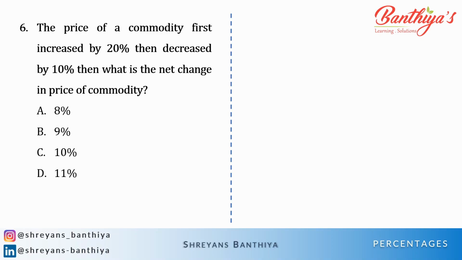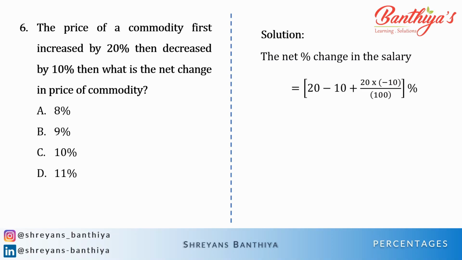But let's understand how we can solve by the traditional method as well. So the net percent change is equal to 20 minus 10 plus 20 into minus 10 by 100. And I've already explained this entire formula in the last session. So the answer comes to 8%. Alternatively, we can also use this method, and I've already elaborately explained this method in the previous video as well. 1.2 for 20% increase, then decrease of 10%, so 100 becomes 90, so 0.9. Minus 1 because originally it was 1. So finally, effectively it comes to 8%.